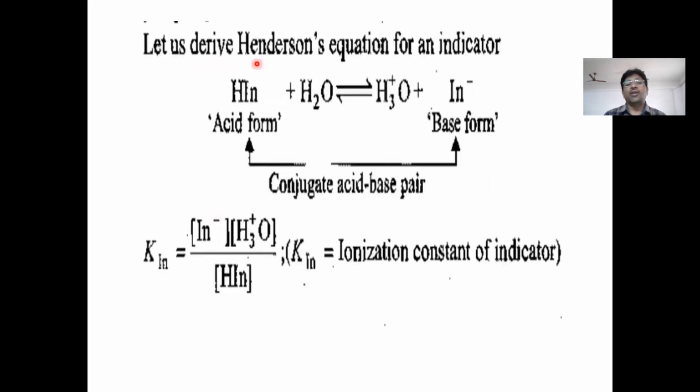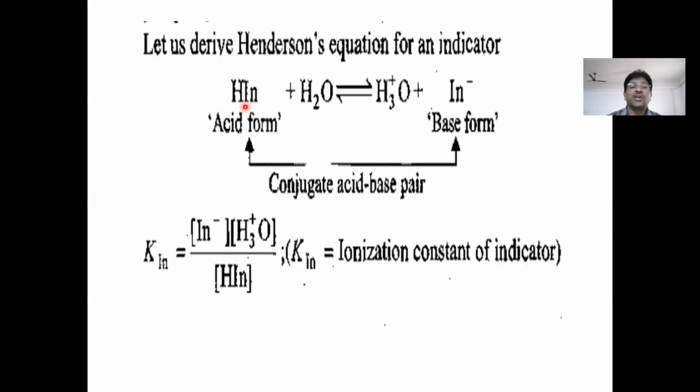Let us derive Henderson's equation for indicators. Already for buffer solutions, we have understood Henderson's equation: pH of buffer solution is equal to pKa plus log of salt concentration by acid concentration. Like that, the same type of Henderson equation can be applied for indicators also.